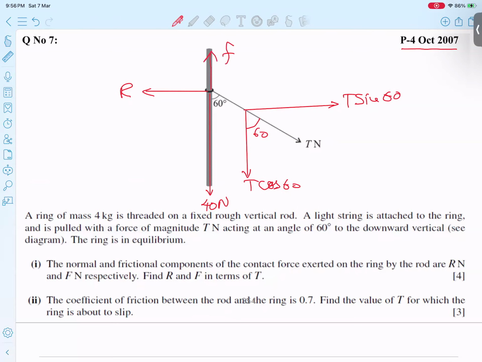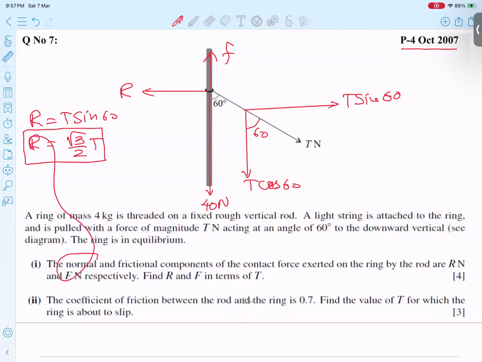Now we have to find the normal and friction components of the force on the ring in terms of T. How can we find it? Rightward force equals leftward force. So I can say easily R is equal to T sin 60, and sin 60 is root 3 by 2. I'm writing exact: root 3 over 2 T. This is the normal reaction he was asking for. And the friction force is equal to the addition of these forces.